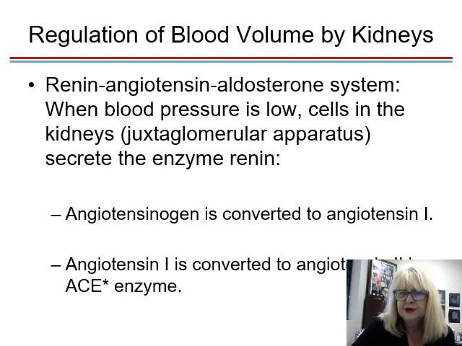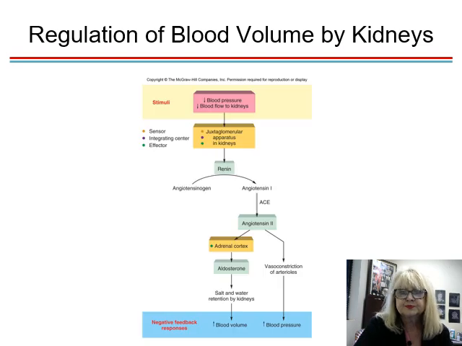Regulation of blood volume by the kidneys: the renin-angiotensin-aldosterone system. When the blood pressure is low, the cells in the kidneys secrete the enzyme renin, and angiotensinogen is converted to angiotensin 1, and angiotensin 1 is converted to angiotensin 2 by the ACE enzyme, which is the angiotensin converting enzyme. The renin-angiotensin-aldosterone system helps to maintain homeostasis through the negative feedback control of blood volume and pressure.